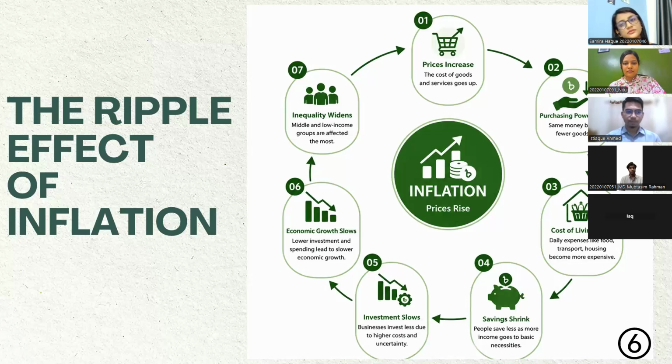Third, as purchasing power falls, the cost of living rises. Families have to spend more on their daily needs like groceries, rents, electricity, and transport. As a result, managing household expenses becomes more difficult.